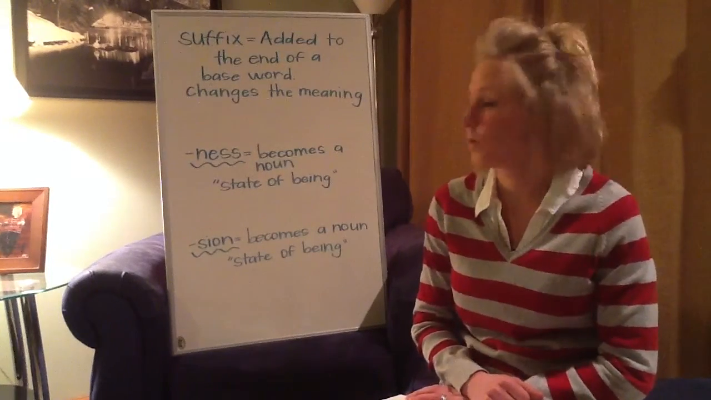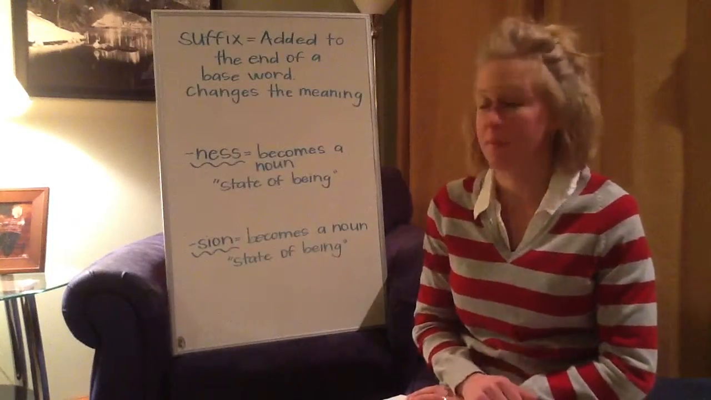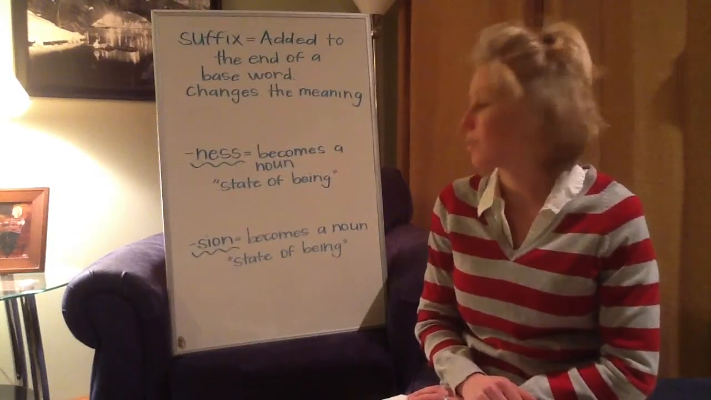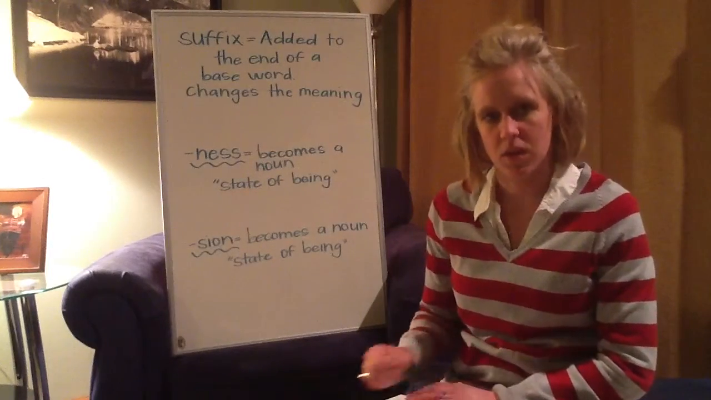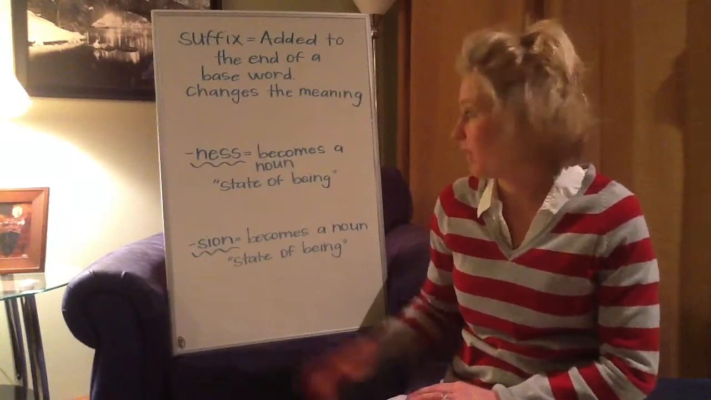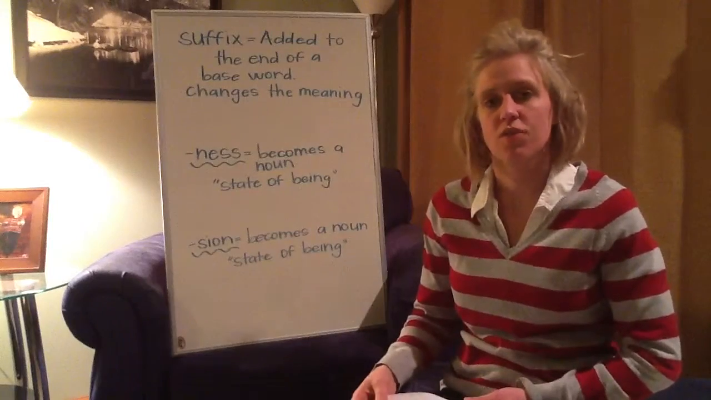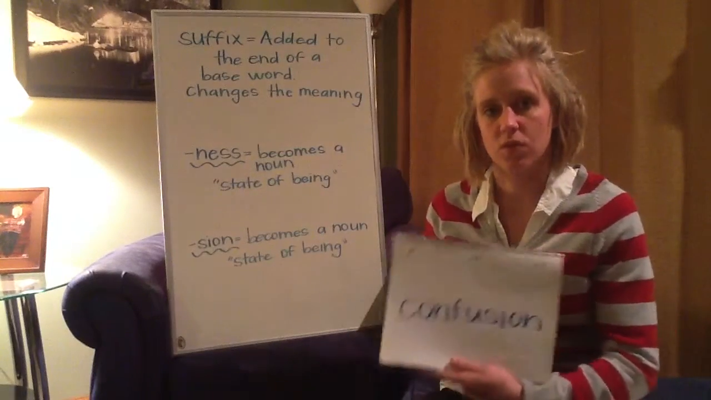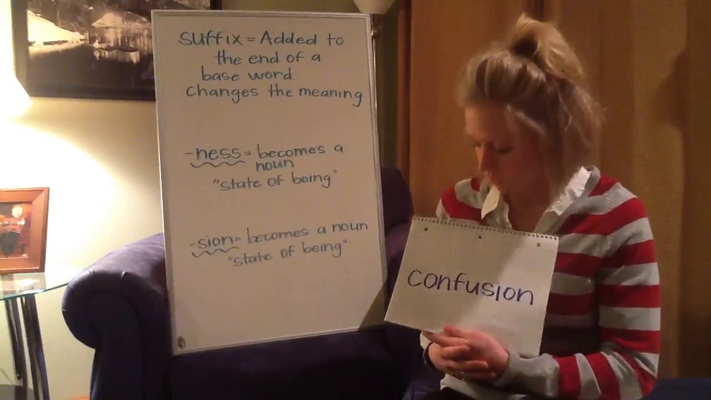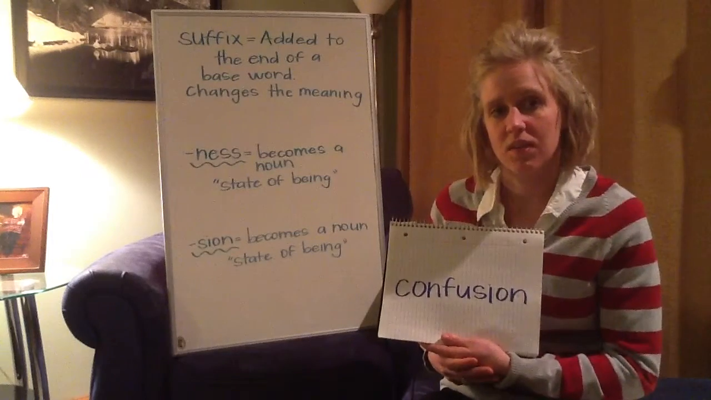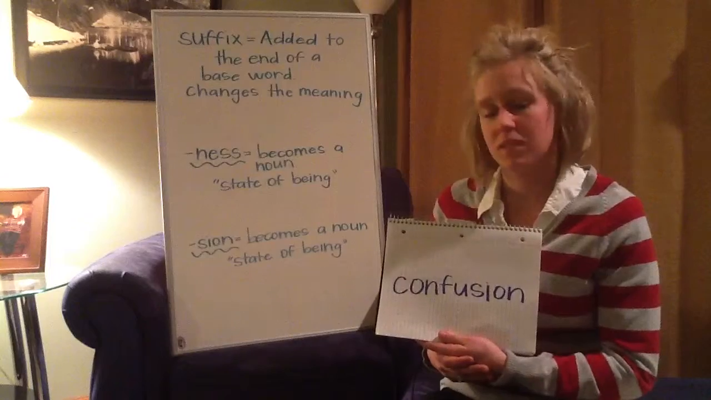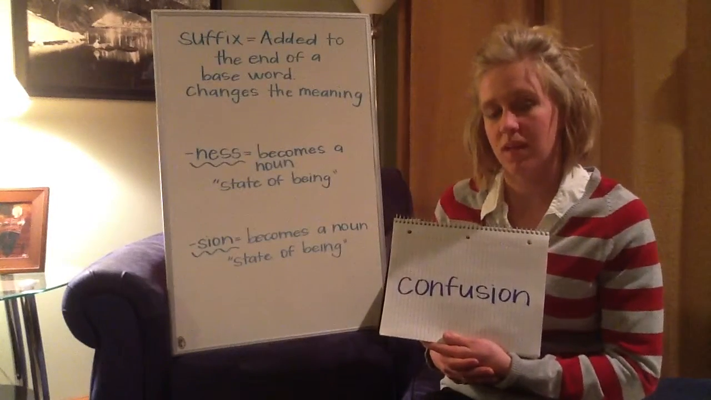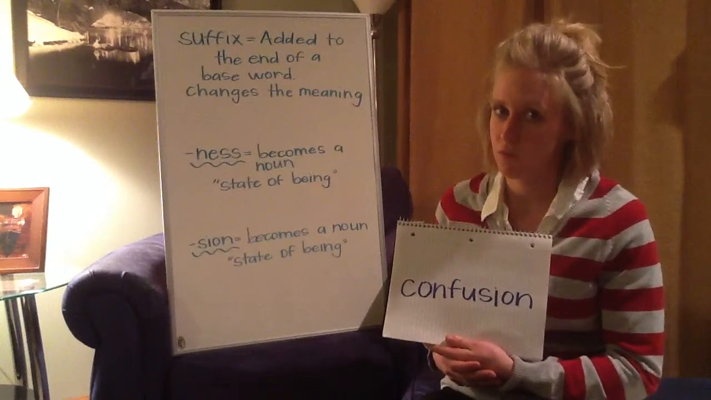Okay? So when you add shun to the end of a word, it becomes a noun, sort of like ness. It becomes a noun. And it also means state of being, just like ness. So if I start out with the verb confuse, and add shun to the end of it, it becomes confusion. So it becomes a noun, and confusion would mean the state of being confused.